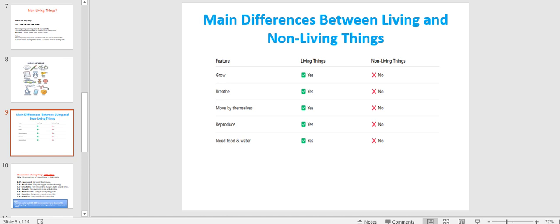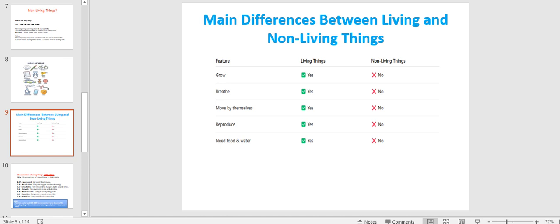Reproducing, giving birth. A non-living thing cannot reproduce. Water is a non-living thing. It cannot reproduce. An animal, let's say a dog, is a living thing, meaning it can reproduce. It's a living thing. It needs food and water. That is consumption of food and water.